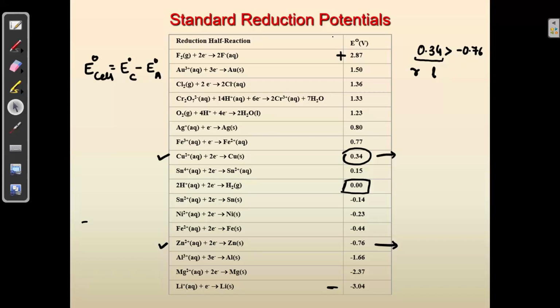Here you can see that the right hand side value is 0.34. Copper will behave as the cathode, E cathode, and zinc will behave as the anode. So the correct E cell difference now will be 0.34 minus, minus 0.76.